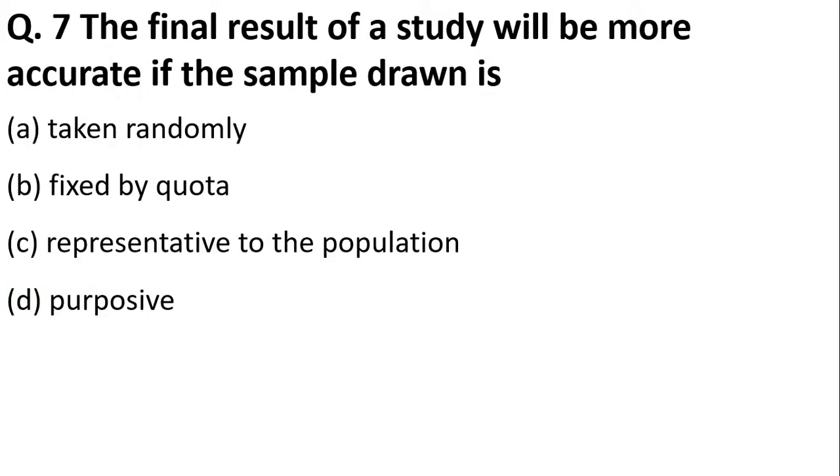The final result of a study will be more accurate if the sample drawn is taken randomly, fixed by quota, representative to the population, or purposive. So the final result of the research that you will be doing will be correct if the sample is representative to the population. This was quite a simple question.